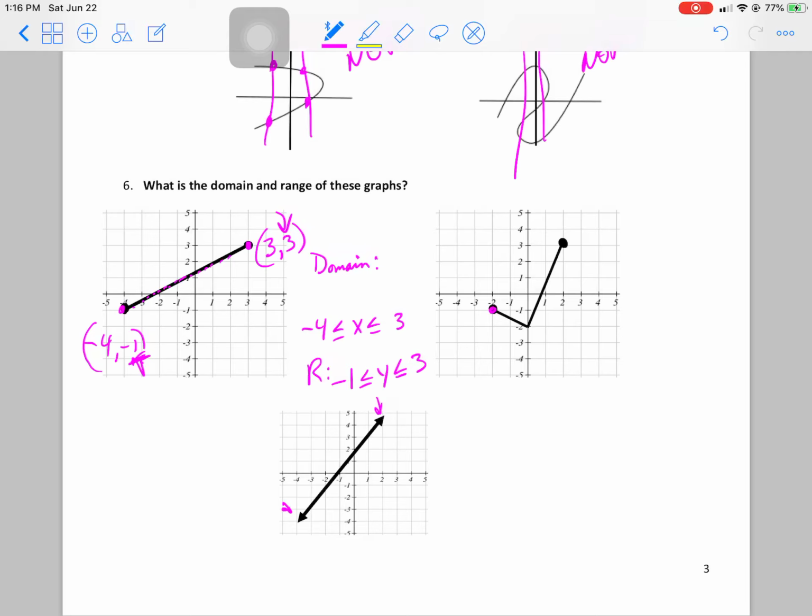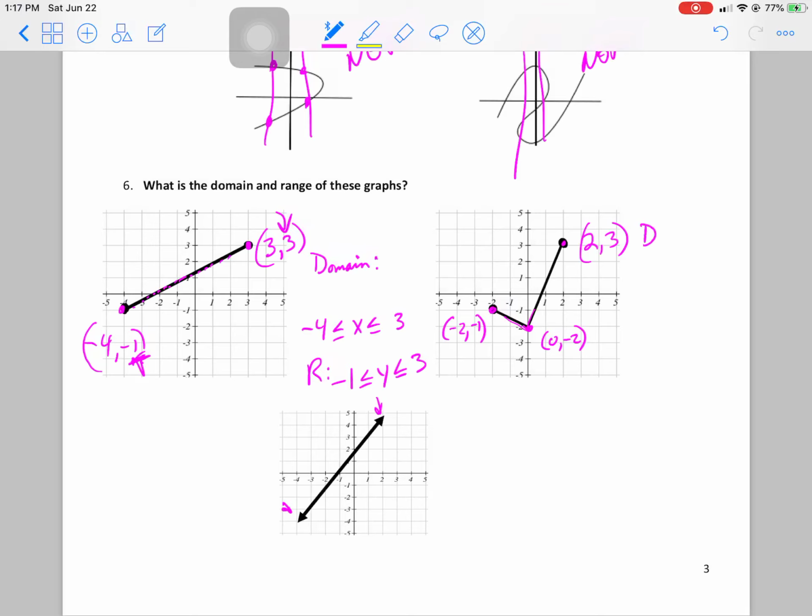And then this one, what is this ordered pair here? This is all the way down at -2, -1. This right here, there's not a dot there, but it goes down. So that's at 0, -2. We should know that. And then this one here goes up to 2 and up to 3. Over to 2, up to 3.